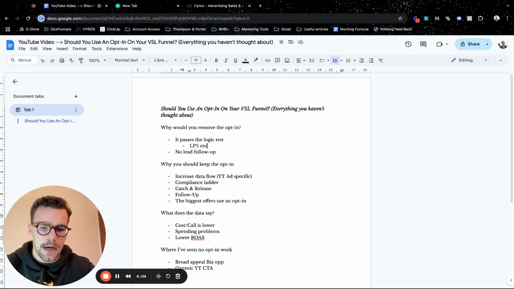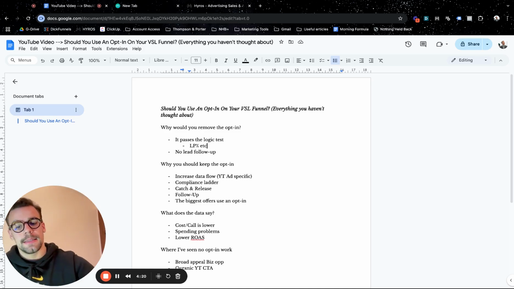Second thing, there is another case for having the opt-in on there, it's a bit of a compliance ladder. Again, all of these things contribute but don't make 100% difference. But I would make the argument that if somebody's willing to give you their name, email address, and phone number, that person is way more likely to book a call.